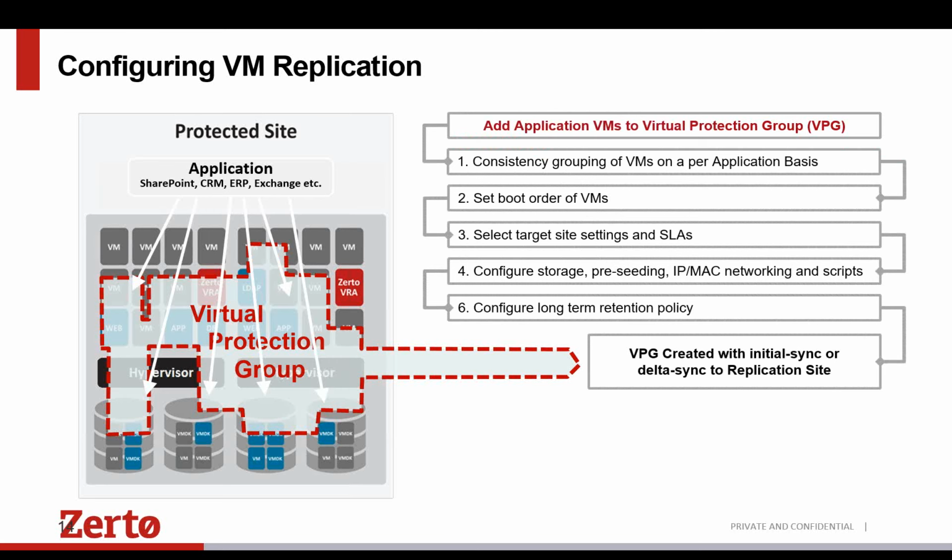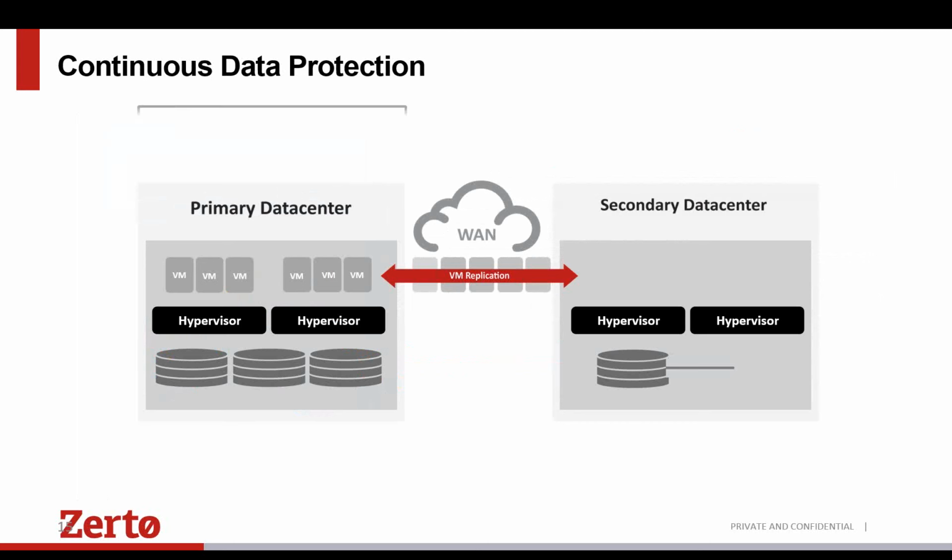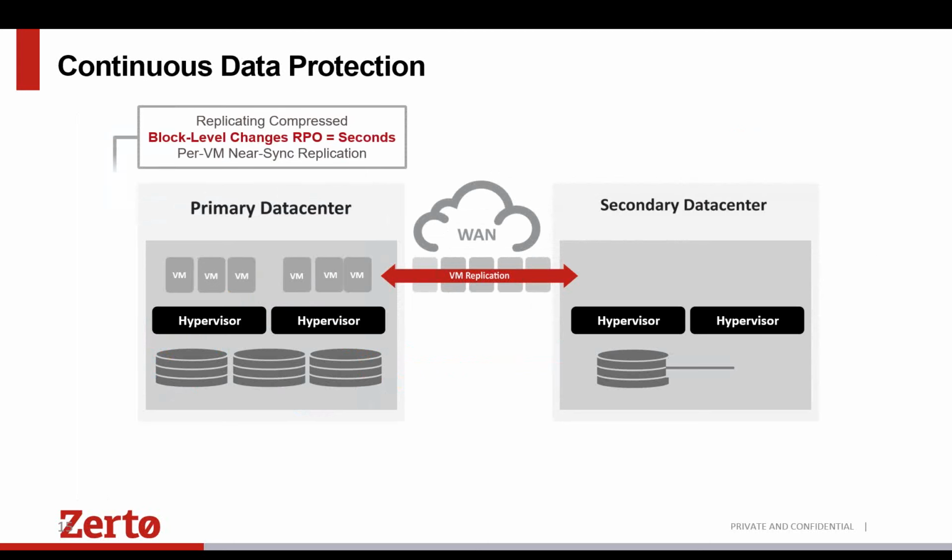Once you've gone through this process here, the virtual protection group is created, the application data is synchronized in the background, and then Zerto gets into a state of continuous data protection, where we're replicating compressed block level changes as they are occurring near synchronously, which delivers a recovery point objective of seconds on a per VM and application basis. So without installing anything inside the VMs, anything that actually interacts with the application itself, you can have the continuous block level replication using our replication appliance technology.